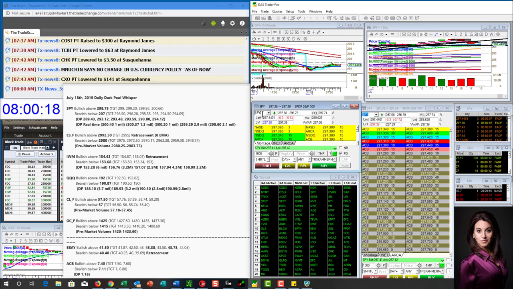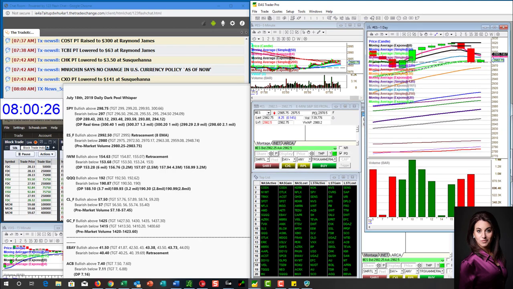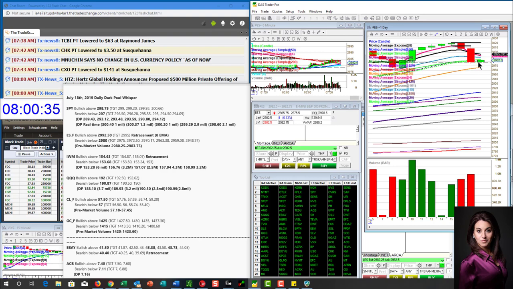297. We'll go to the E-minis. The E-minis, and we are below the 4 and the 8 EMA. The 4, in fact, has crossed below. Yeah, so that is bearish momentum. We are going to be bullish only above 29.92 for a retracement trade.